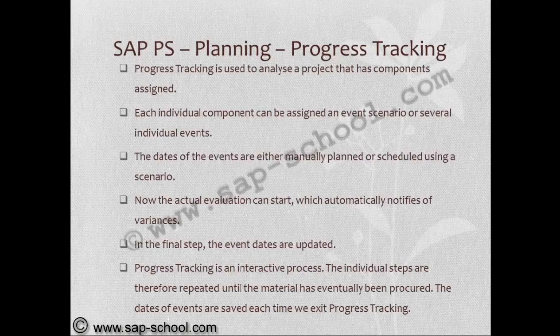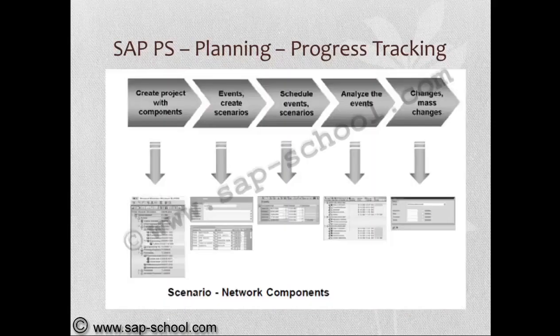Progress tracking is an interactive process. The individual steps are therefore repeated until the material has eventually been procured. The dates of events are saved each time we exit progress tracking. So if we consider a network component scenario, it starts with creating a project with components. Then we create scenarios and events. Then we schedule the events and scenarios, then analyze the events, and finally make changes.